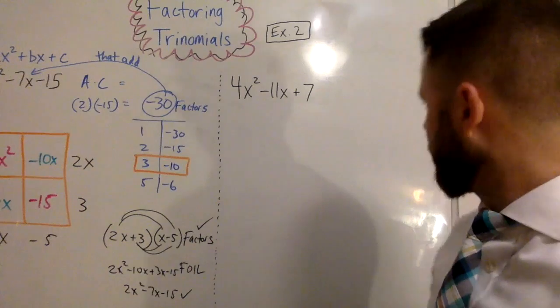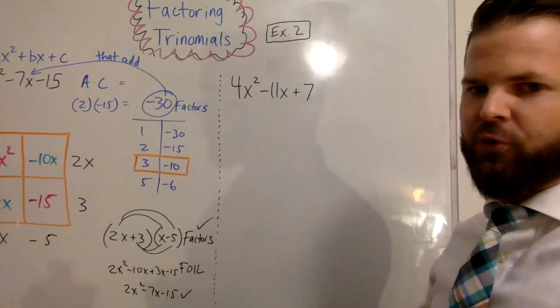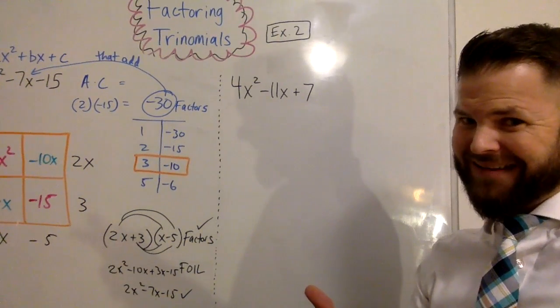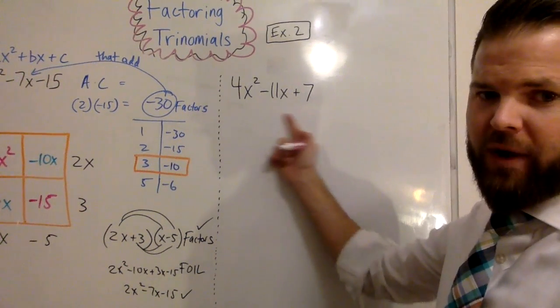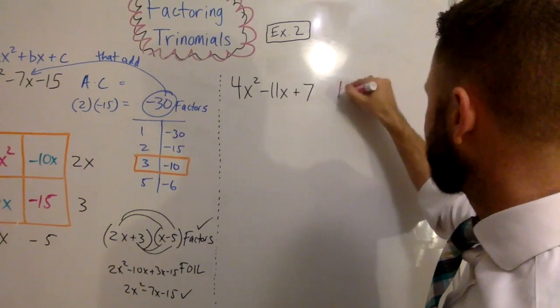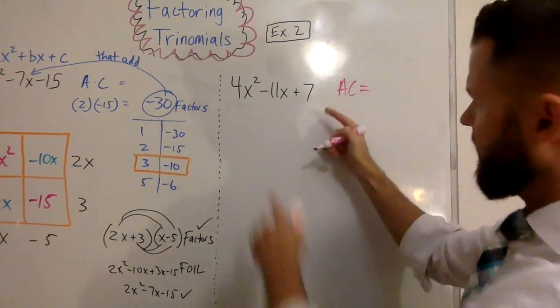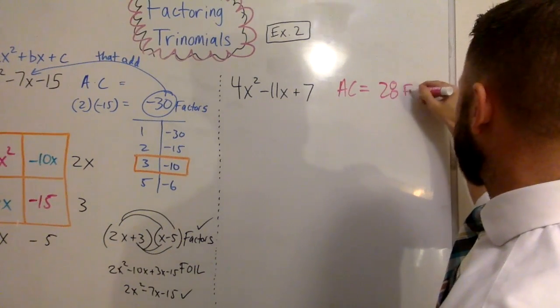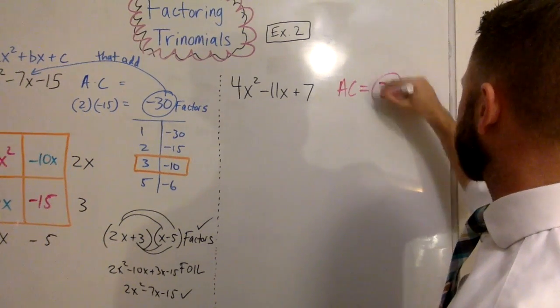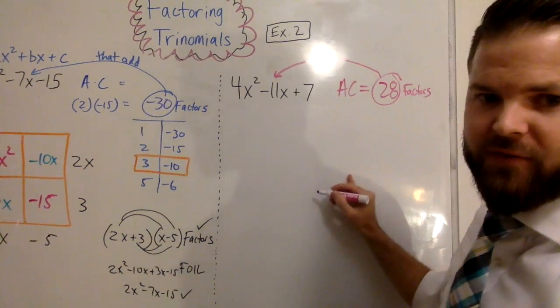So example number 2, same thing. I'm going to speed through this one, so hold on to your hats. Alright? So what I've cooked up for you is this example right here. Same thing applies. We're going to do the a times c. A times c gives me a 28. Now I'm looking for factors of 28 that add up to be negative 11.